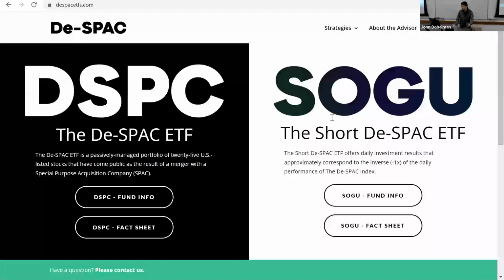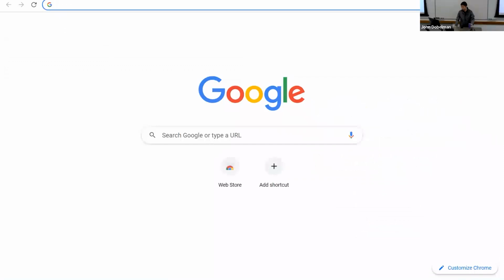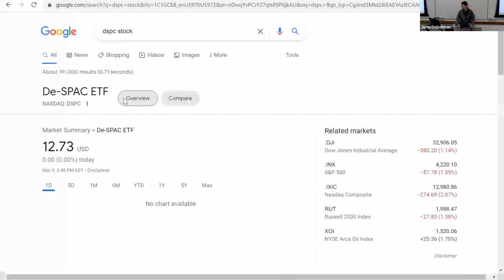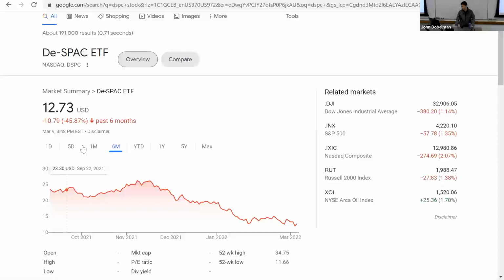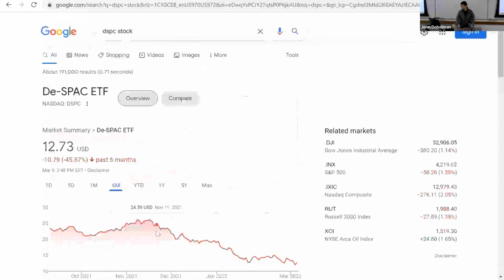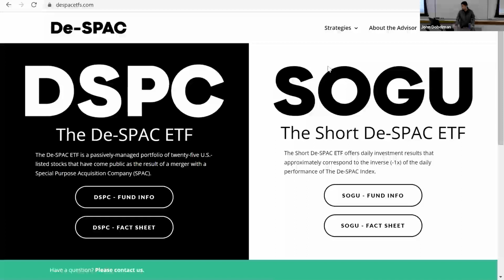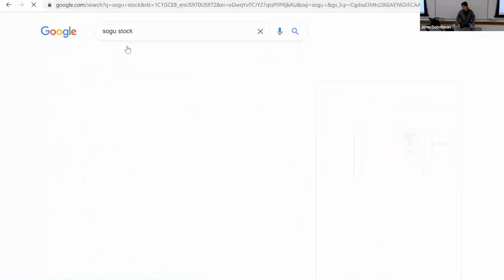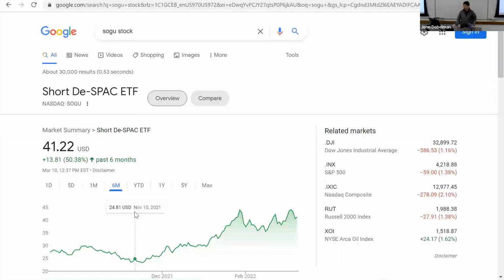Basically, this is the short de-SPAC ETF, the de-SPAC ETF. I remember the de-SPACs doing poorly this year, those companies that merged with SPACs are trading poorly. You can see it just got hammered, almost cut in half within 6 months. And the other one is doing well. What's the name? SOG. Yeah, you can see that's doing fine. So it's very interesting, and there are a lot of opportunities in this game.